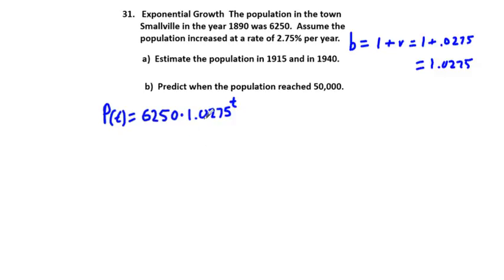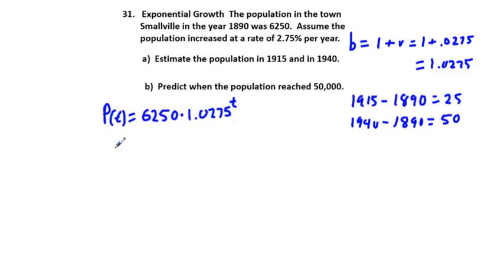And for the population in 1915 versus in 1940, we have to look at what t is to plug into this equation. So this is problem A. For 1915, we're going to plug in the difference of years between 1915 and the initial time, which is 1890, and that's going to be 25 years. And similarly, for 1940, we're going to take 1940 and subtract out 1890, and how many years was that? 50 years.